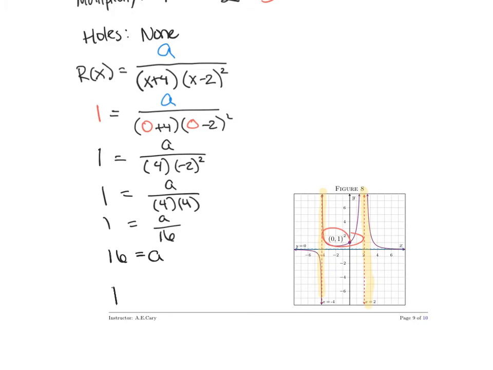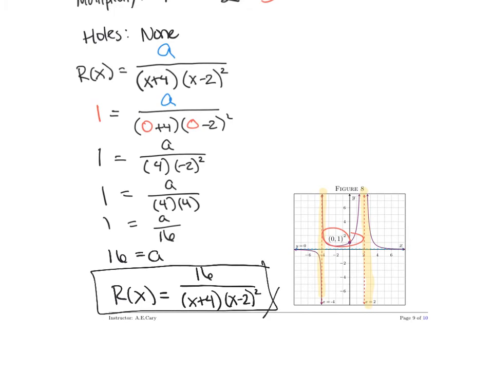So when I write out my final equation, I'll say that r of x is equal to 16 over x plus 4 times x minus 2 squared. And that is our final equation. So I want to just go over one more problem with you, even though I know it's not in your notes packet, just because I wanted you to see what it looks like when you're writing an equation like this and there's a hole in the function.